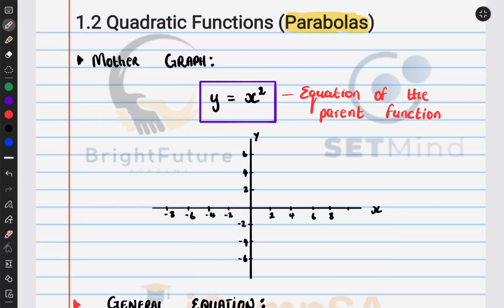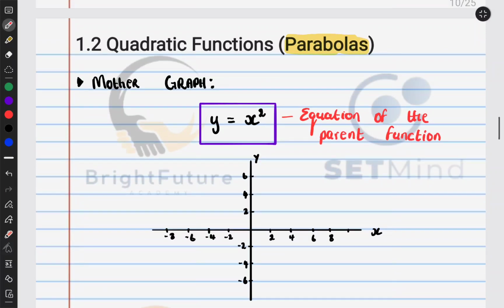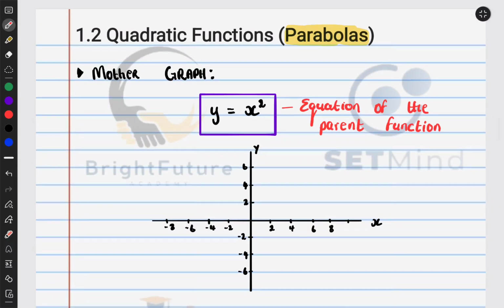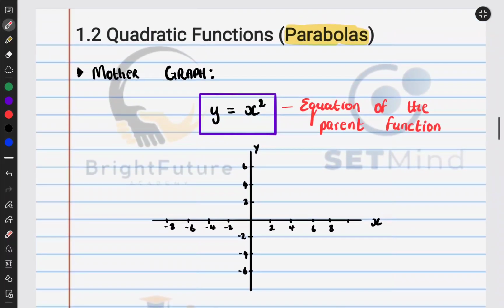This is the most basic parabola, or quadratic function, that you can get, and the shape of this simple quadratic function will be something of this nature. It's just going to be a curve.